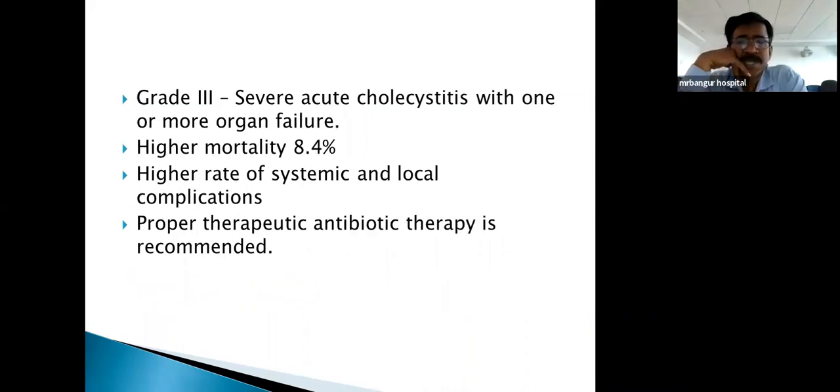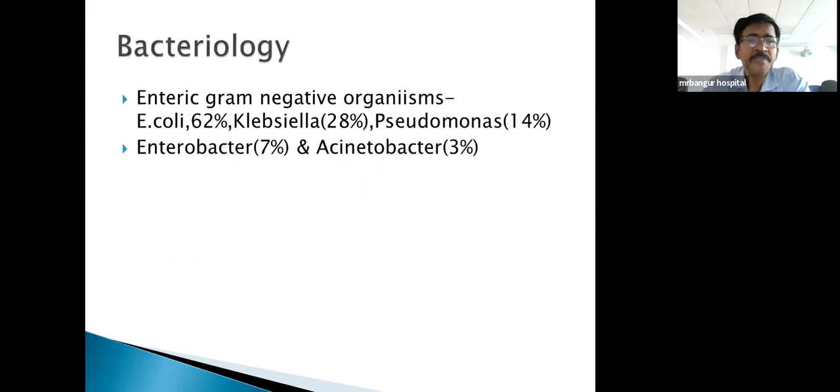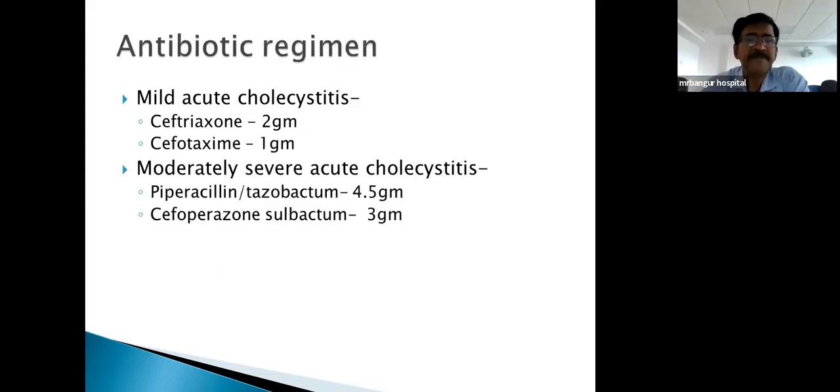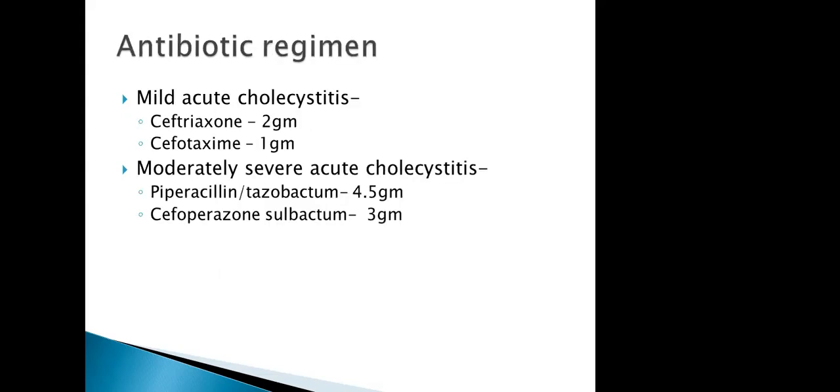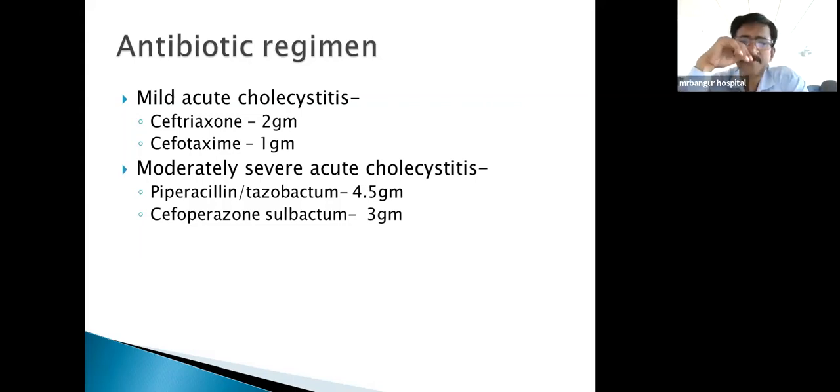Grade 3 is severe acute cholecystitis with 1 or more organ failure. There is higher mortality and a higher rate of systemic and local complications. So in these cases, one should start with an empiric antibiotic followed by a therapeutic antibiotic. The bacteriology in bile, as I said, contains almost all the common gram-negative organisms, including enterobacteria. For mild acute cholecystitis, it can be either ceftriaxone or cefotaxime. In moderately severe acute cholecystitis, the recommendation is to give piperacillin-tazobactam or cefoperazone-sulbactam.